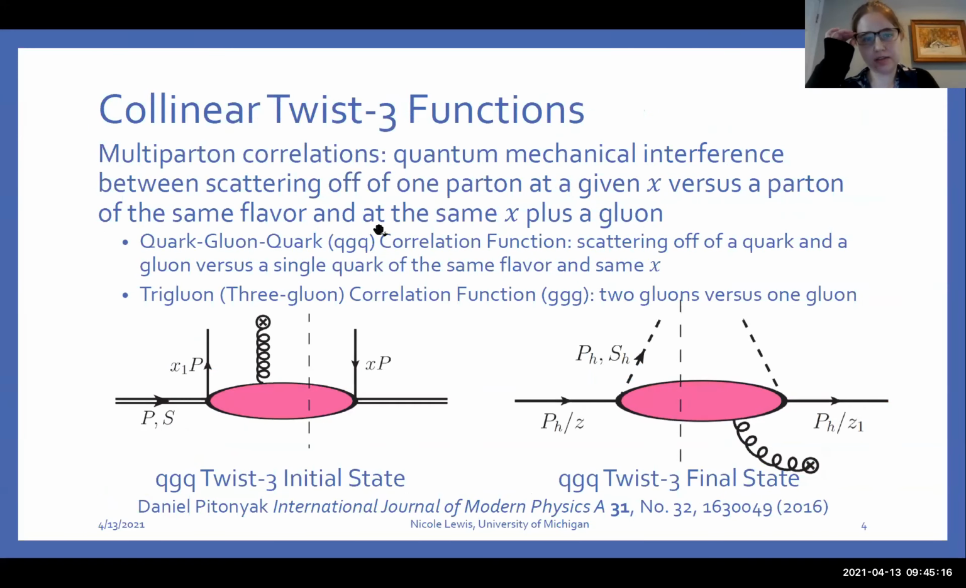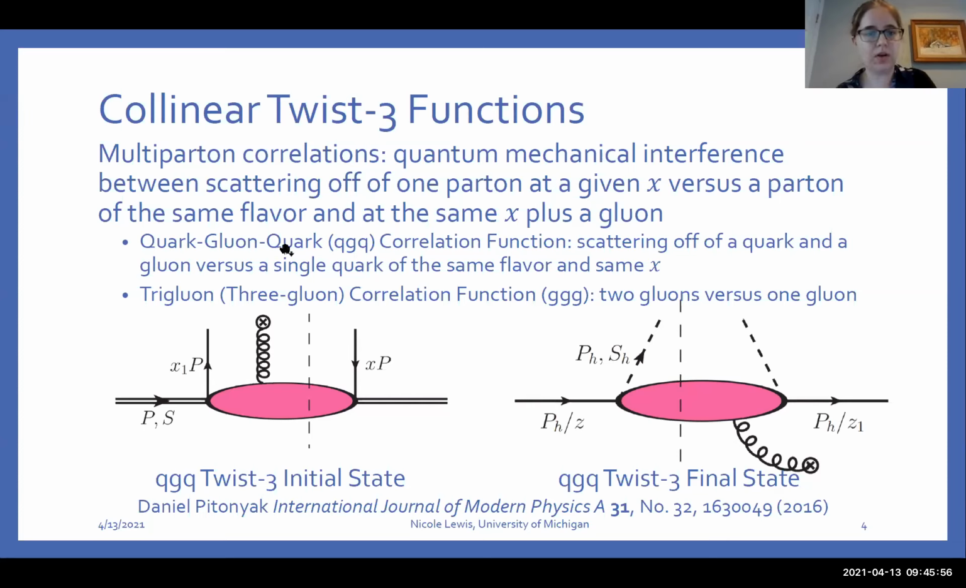The other framework is these collinear twist-3 functions. These are single-scale functions. They only depend on the hard scale of the interaction, but no soft non-perturbative transverse momentum. These are multi-parton correlations. They capture the spin-momentum correlations due to quantum mechanical interferences between scattering off of one parton at a given x versus scattering off of a parton of the same flavor and same relative x plus an additional gluon. And so these come in two different types.